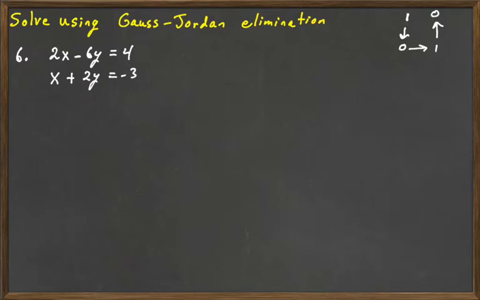Okay, so first off, we'll go ahead and write our augmented matrix here. So 2 for the x, negative 6 for the y, the vertical line there that can simulate our equal sign, that's equal to 4. And then 1 for the x, 2 for the y, and then this is equal to negative 3.